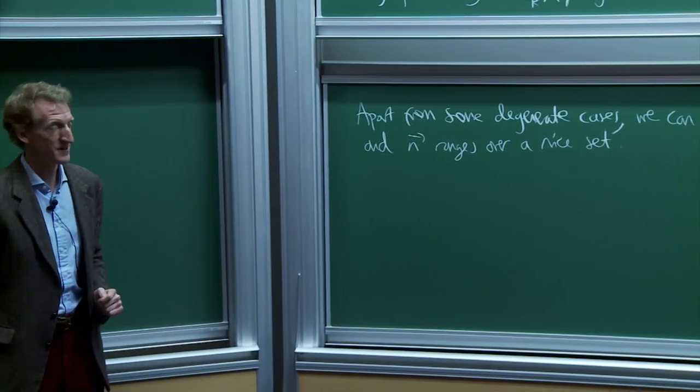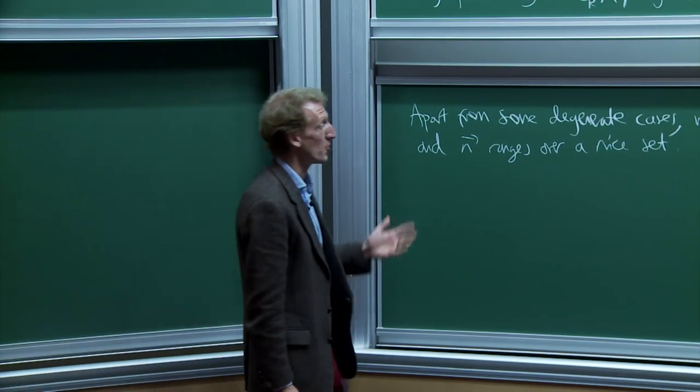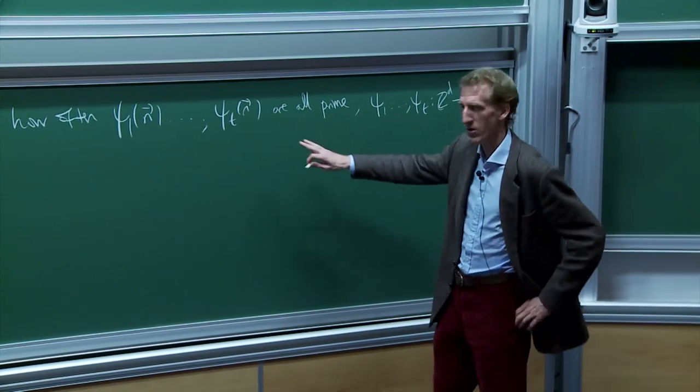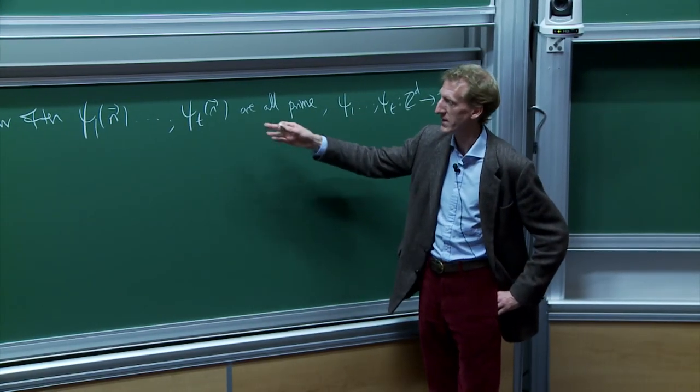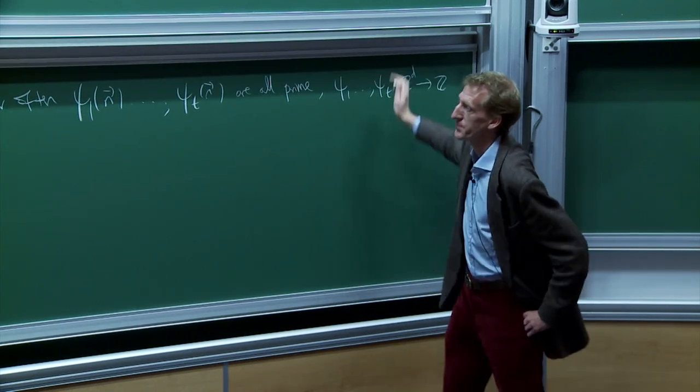Unfortunately, the degenerate cases include most of the really famous open problems like the twin prime conjecture and the Goldbach conjecture. But somehow, almost any other system is covered by this theorem. So that's one main motivating goal.